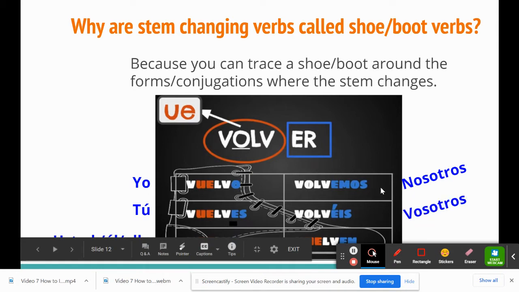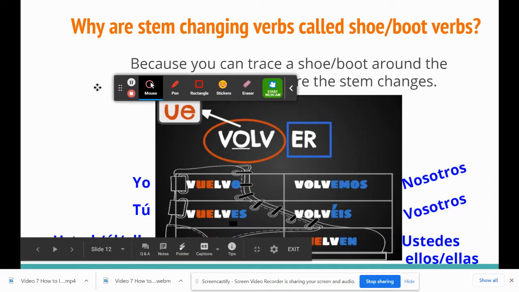Are these conjugations inside or outside the shoe? How are these conjugations different for nosotros and vosotros? Let's look at the stem. As you can see, the O does not change to UE for nosotros and vosotros. Why? Because they're outside the shoe. The shoe is only something that we can use to remember our conjugations. Now, the last conjugation inside the shoe is for ustedes, ellos, and ellas: vuelven.